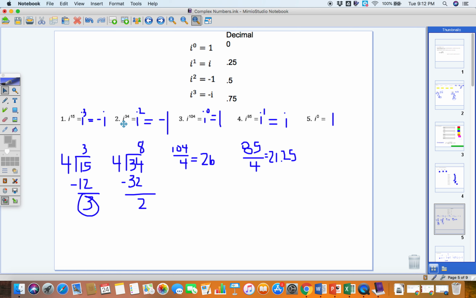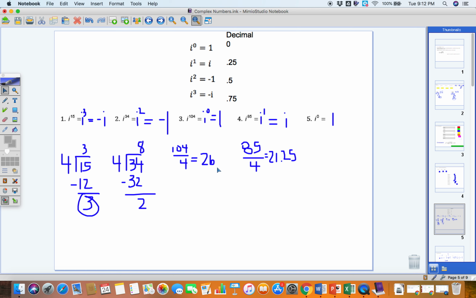We'll look at the second example, i to the 34th power. 34 divided by 4. 4 goes into 34 8 times. 8 times 4 is 32. When you subtract, you get 2. Again, we are just looking at the remainder, which is 2. So i to the 34th power simplifies into i squared. From our list, we see that i squared is -1, so the answer is -1.